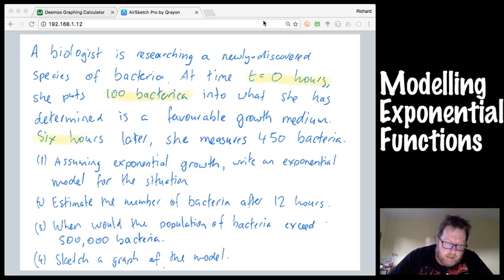6 hours later, so every time I see a number I get suspicious that it's important. She measures 450 bacteria. Okay, so you can see what I've highlighted there. At the start, she's got 100 bacteria. 6 hours later, she measures 450 bacteria. So if it's exponential, I should be able to figure out what's going on there. So let's have a look at that in action then.